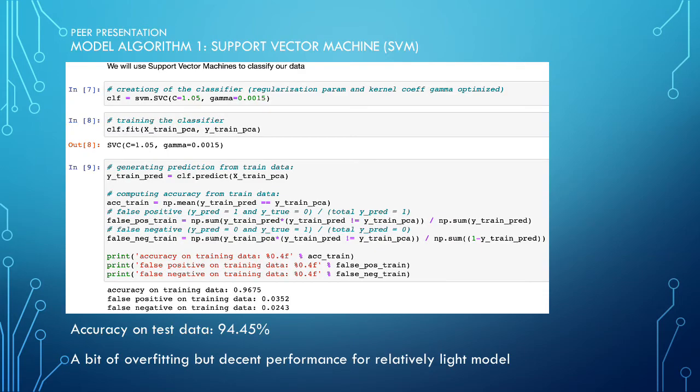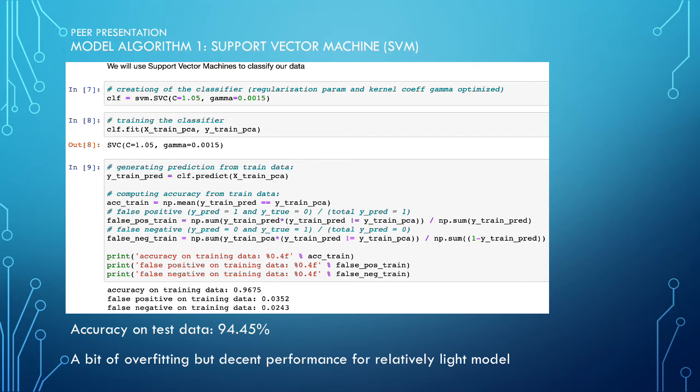Now let's look at the traditional machine learning algorithm. After projecting our image on the first 200 principal components, we run a support vector machine algorithm to classify our data. 200 principal components was a good balance between accuracy and overfitting. After hyperparameter optimization, I chose a regularization parameter of 1.05 and a kernel coefficient gamma of 0.0015.